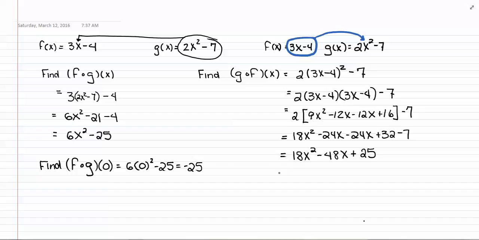And the same with g dot f. If you're asked to find g dot f of any number, it could be anything, we'll put 0 in again, just for argument's sake. But I've already found g dot f of x, so g dot f of 0 just means plug zeros in for the x's. If this had been g dot f of 1, then I'd be plugging in 1s for the x's and then simplifying.